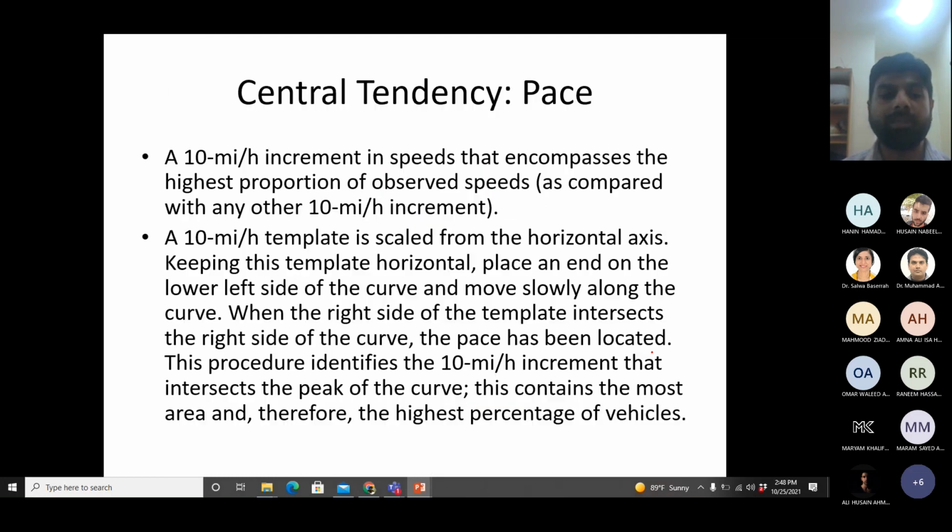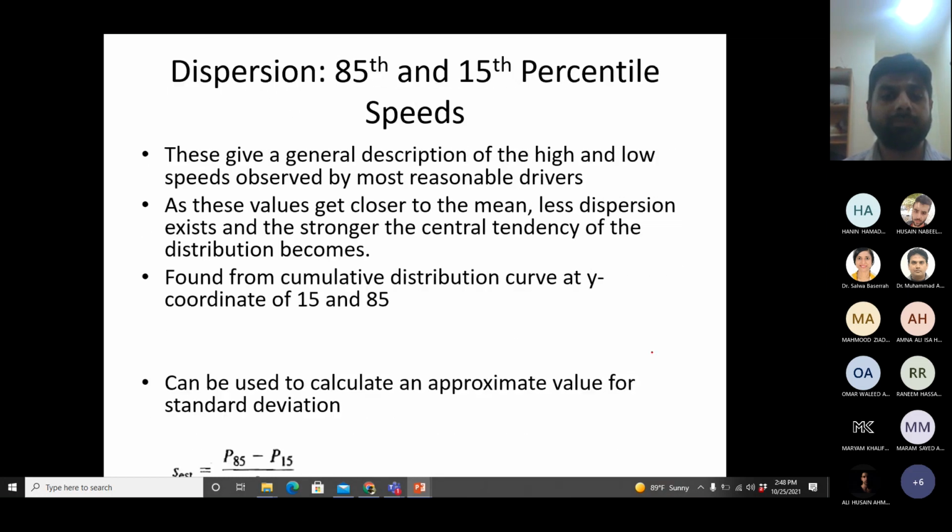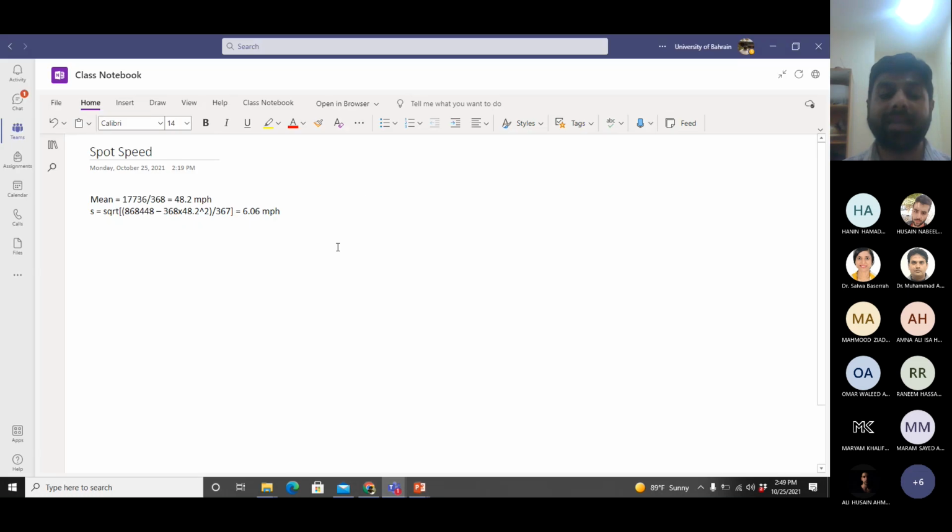Okay, how? The equation is given here. Okay, this is the equation. Sorry, you cannot see the 2 here. The denominator is 2. So you take the difference of the two values, the 15th and 85th percentile, and divide by 2. That will give you the approximate value of standard deviation. Okay, so S_EST, EST represents approximate, estimate.